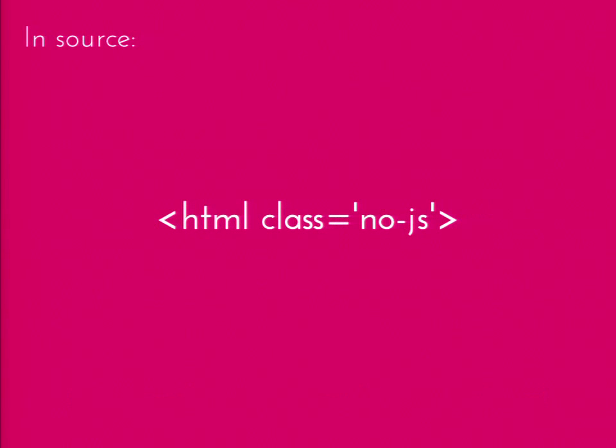So let's start at the beginning. In the source of your page, you put no-js, because if you load your page without JavaScript, that will be there. It's similar to conditional classes, which were popular with older versions of Internet Explorer. You can put conditional HTML tags, and then you get different classes in the HTML based on which browser it is. But this takes that concept to another level.